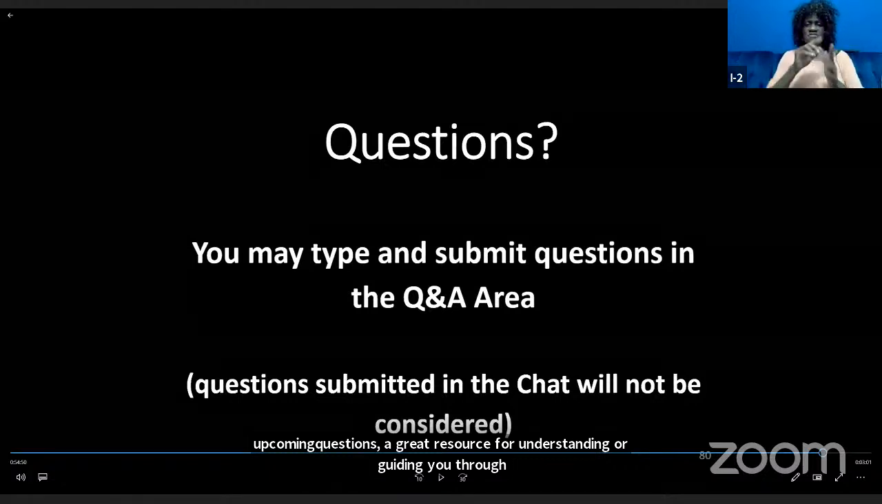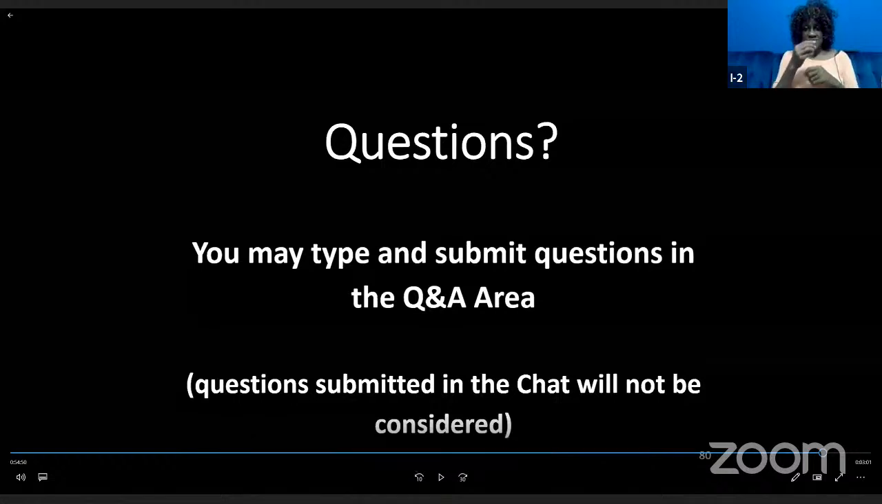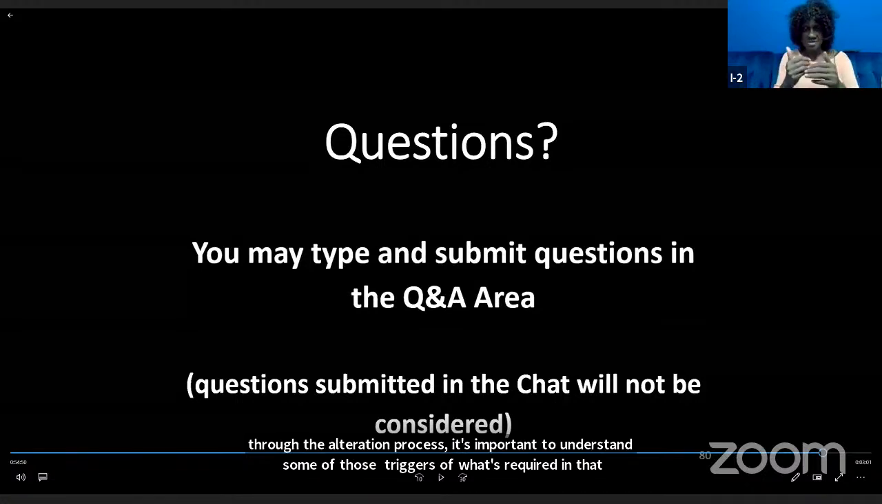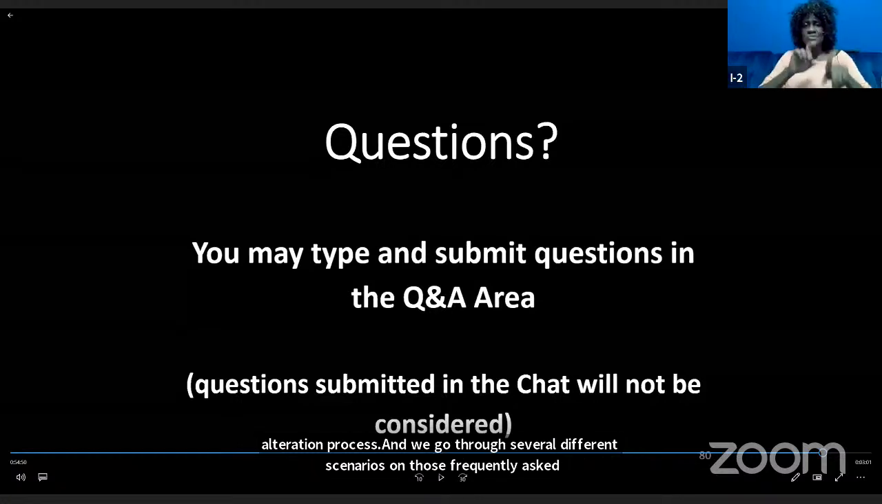And as I shared with you, through the alteration process, it's important to understand some of those triggers of what's required in that alteration process. And we go through several different scenarios on those frequently asked questions that can be of great assistance. I'm going to go through a few of those today during this question and answer time period.